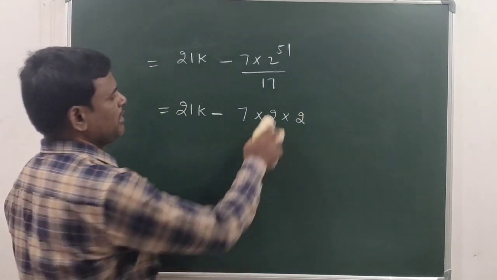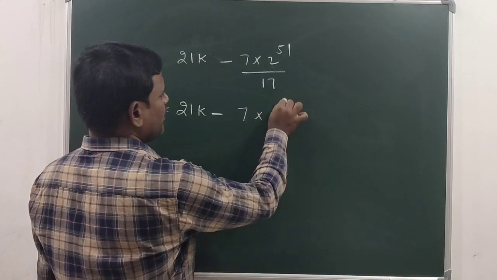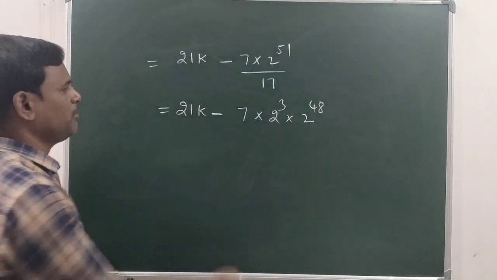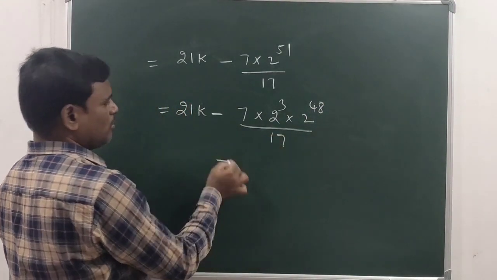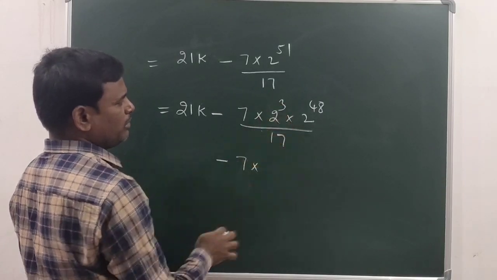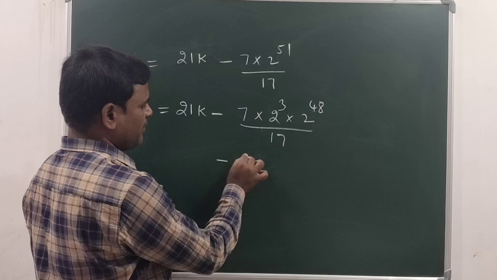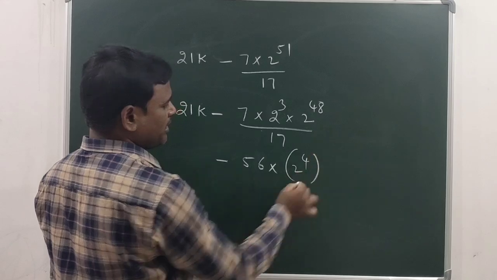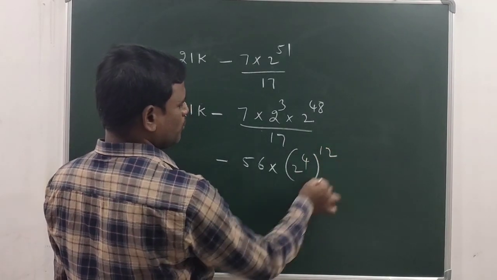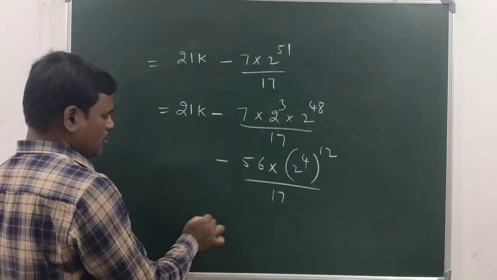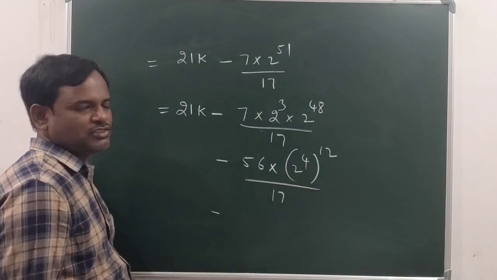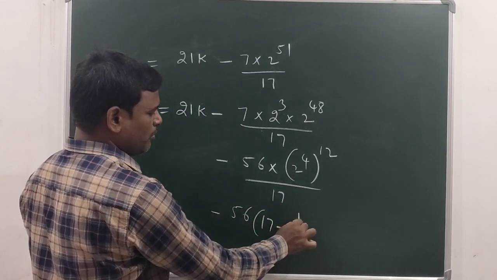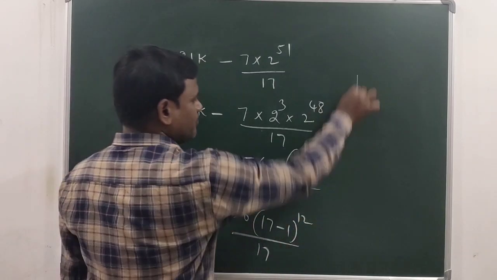So here 48. Take 2 cube into 2 power 48, write like this by 17. Now see here, 7 into 2 cube, value 8. 8 7s are 56. Write 56 into this 2 power 48. So I am going to write like this: 2 power 4, 4 1s are 4, 2 power 4 by 17. Now minus, so 2 power 4 value 16. So this 16 I would like to write as 17 minus 1 whole power 12 by 17.